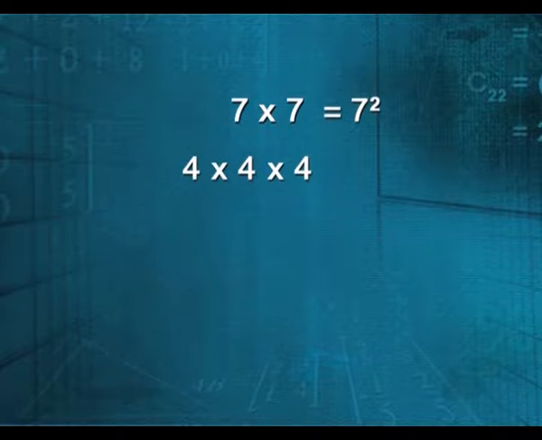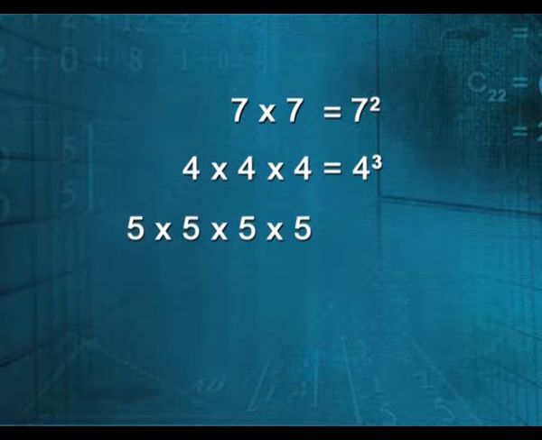You multiply 7 by 7. This is written as 7 to the power 2. 4 into 4 into 4, 4 multiplied by 4 3 times, is written as 4 to the power 3. 5 into 5 into 5 into 5, 4 times, is written as 5 to the power 4.